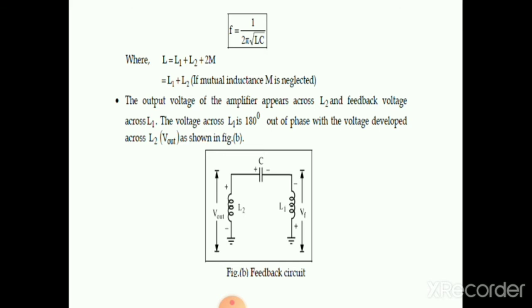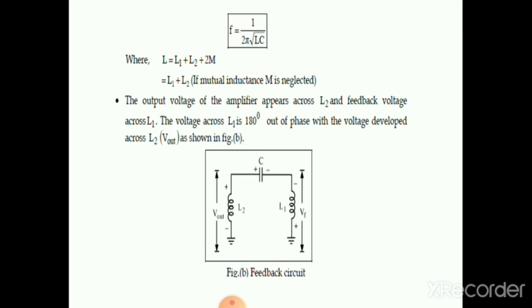The output voltage of the amplifier appears across L2 and feedback voltage across L1. The output voltage of the amplifier appears across L2 because L2 is in the output circuit, and feedback voltage across L1 because L1 is in the input circuit. So that's why we can redraw this feedback circuit like this.